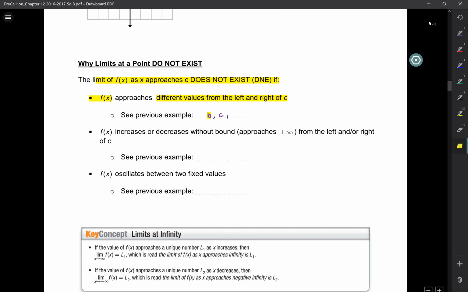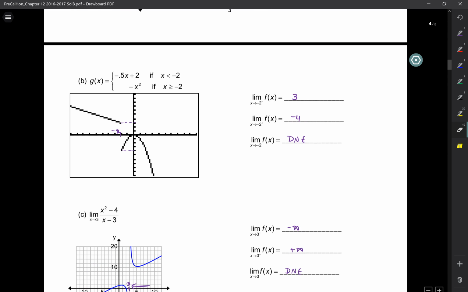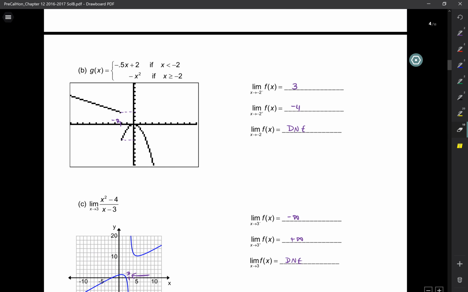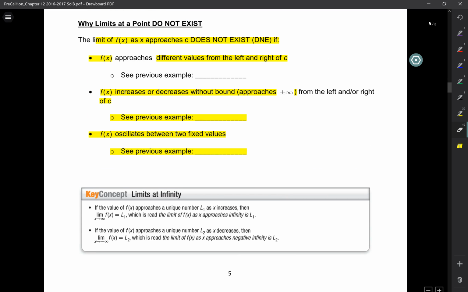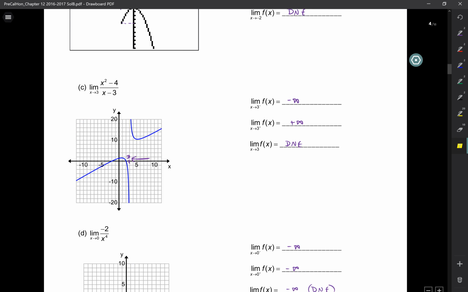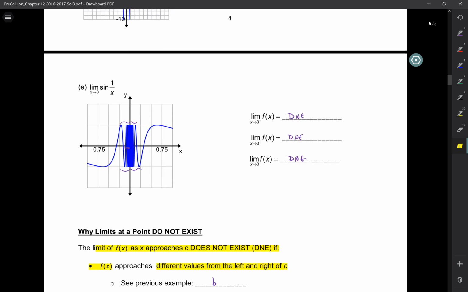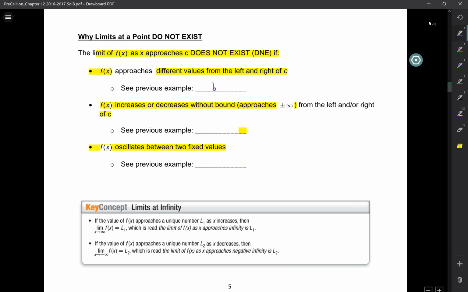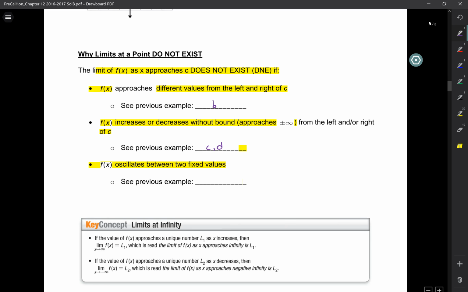Another one is f of x. Oh, so hang on. Sorry. This one. Look. The first one, it says it approaches different values. So that's just example B. Because C doesn't approach a value, it's infinity. So that was just B. The second one is C and D. And this one is just E.